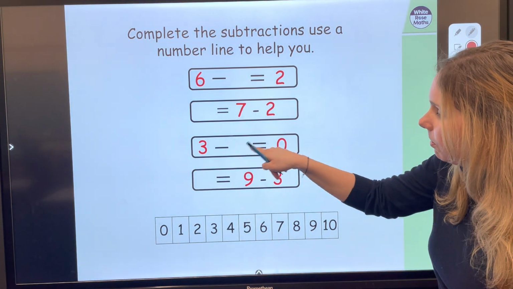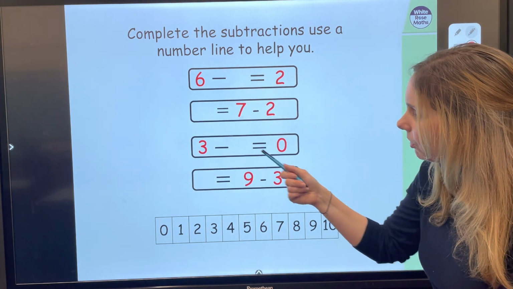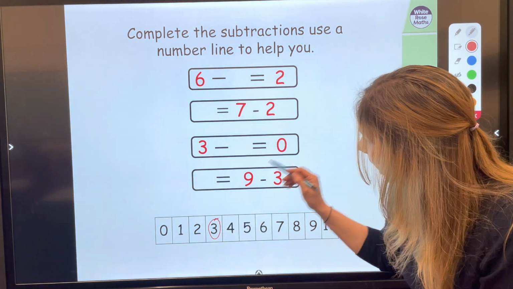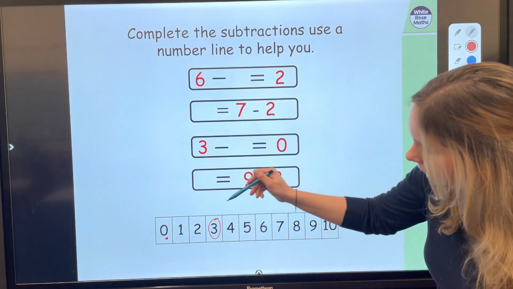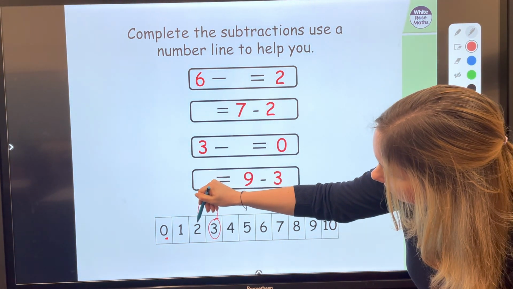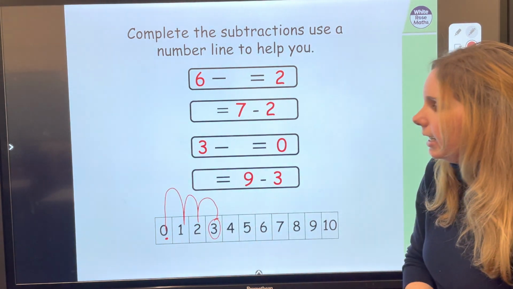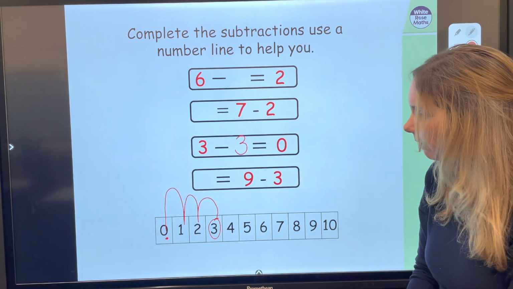3 subtract something equals 0. So how many do we take away from 3 to get to 0? So let's start at 3. I need to end at 0. So how many jumps am I going to do? 1, 2, 3. 3 subtract 3 equals 0.